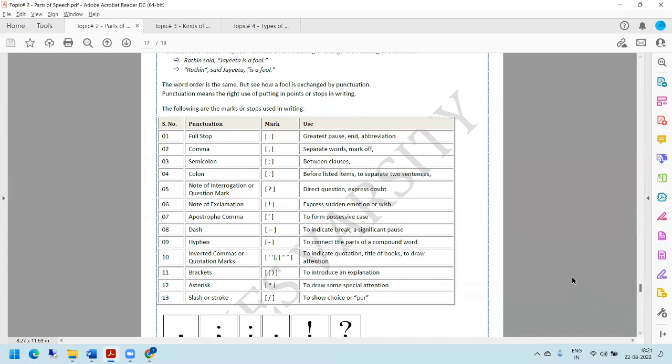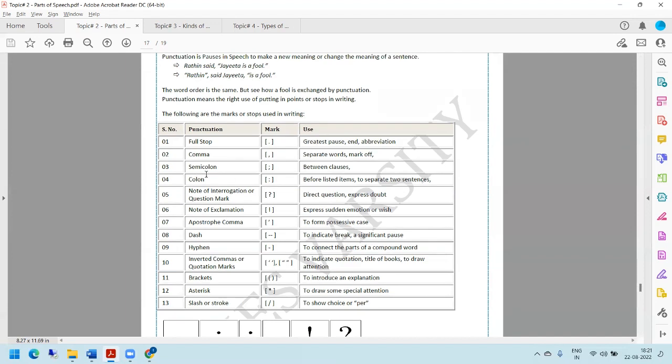Okay, so this is the full stop: the greatest pause, or the end, or used for an abbreviation. This is where the full stop is used. Then we have the comma, used to separate words or mark off. Comma is used to separate out words. Then the semicolon, used between clauses.